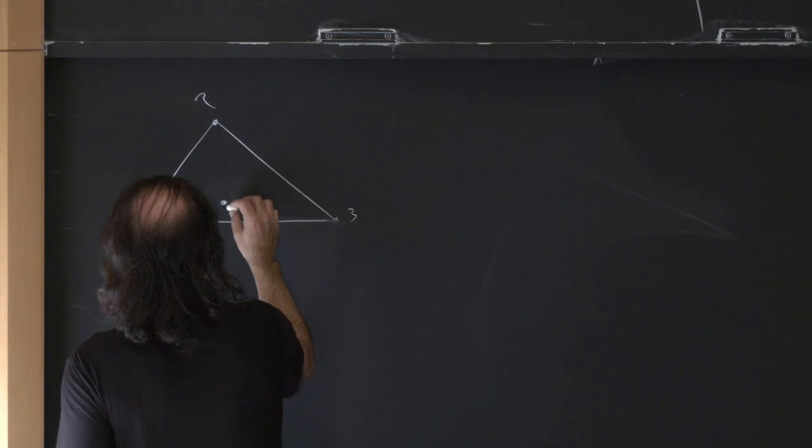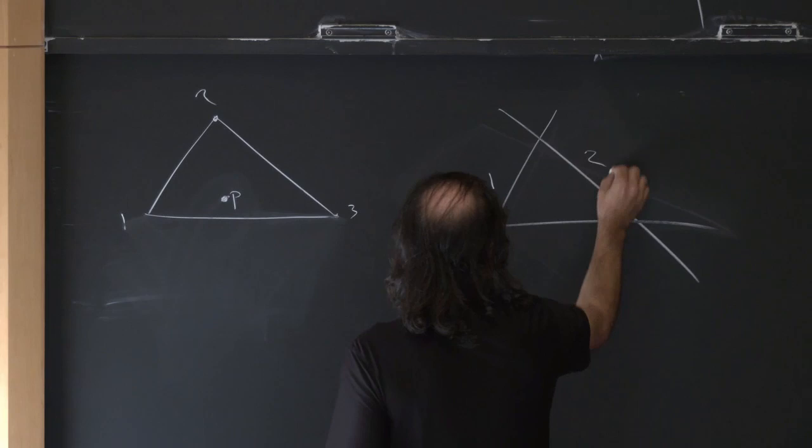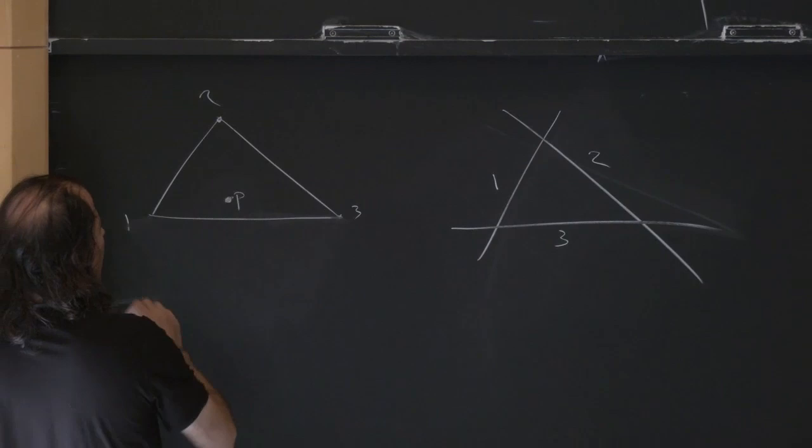So I'm going to have some point here. Let me just call it P for now. Okay. So what does this turn into on the other side? Well, I have a triangle with sides 1, 2, and 3. All right. So where's P in this picture? P is outside somewhere. All right. But where should I put it? Where should I put it outside?